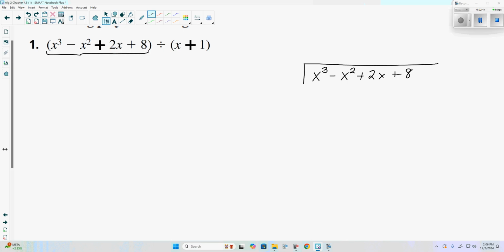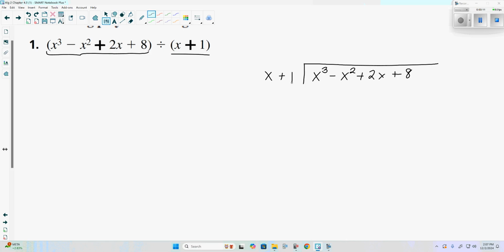Questions on how we set this up so far? Now, if there are any terms missing, we would add them in as 0x and whatever the power is, or 0. What goes after the division is going to go outside, so our x plus 1. We good with this so far?